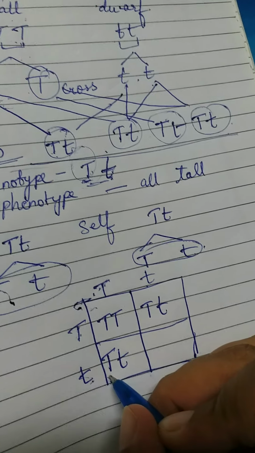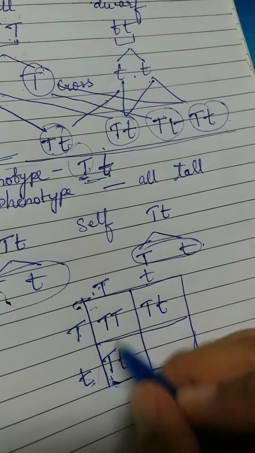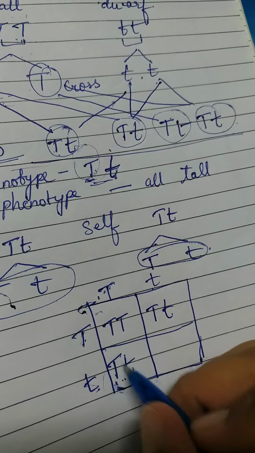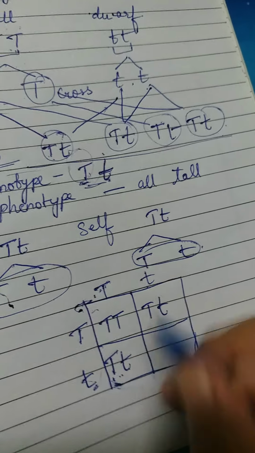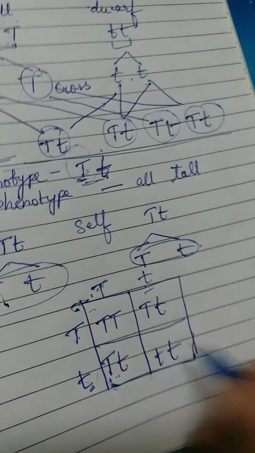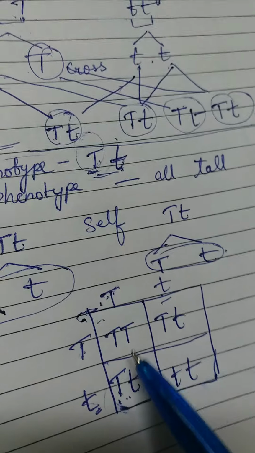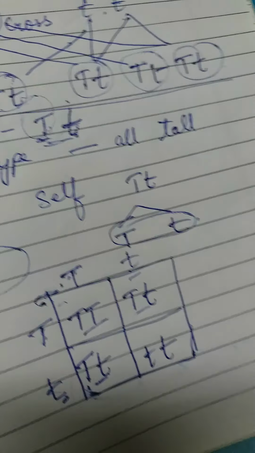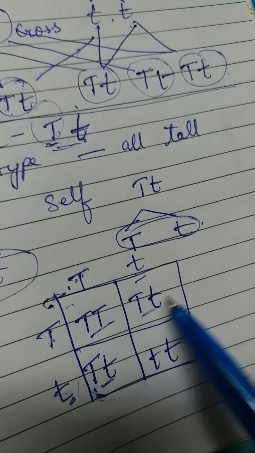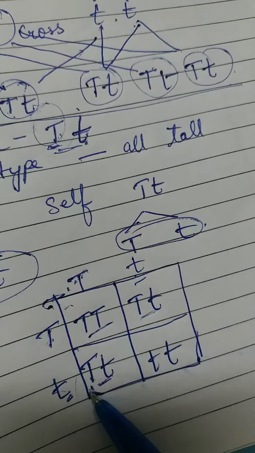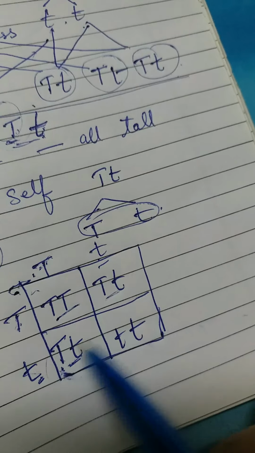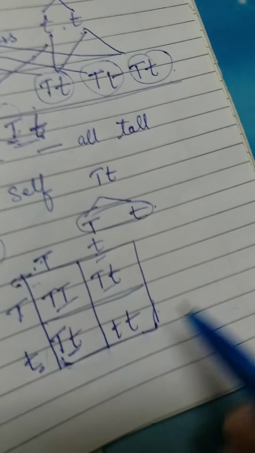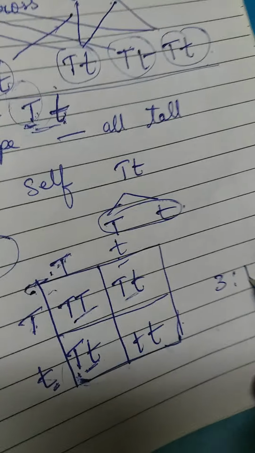I have used capital T before the small t. It can be used vice versa. The reason why I use this is to represent that this is a dominant trait. And here we have small t, small t. Now, if we clearly see, 1, 2, 3. All these three have at least one capital T. That means tall, there are 3:1 ratio, tall is to dwarf. So we can say that the ratio is 3:1.